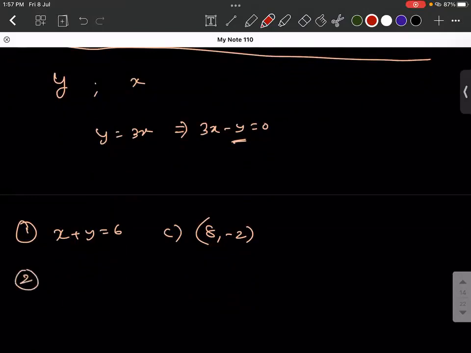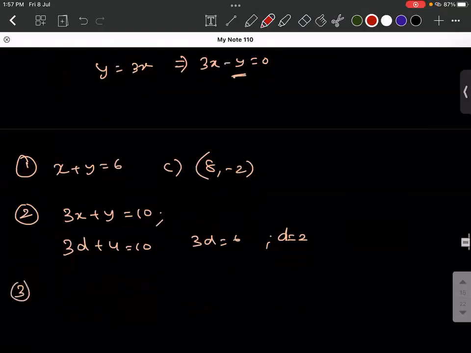What about the second one? d comma 4 lies on 3x plus y is equal to 10. Yes. d is equal to 2 is the right answer.